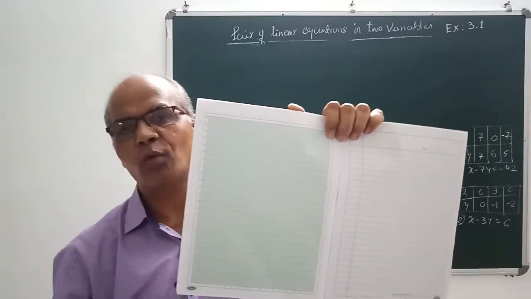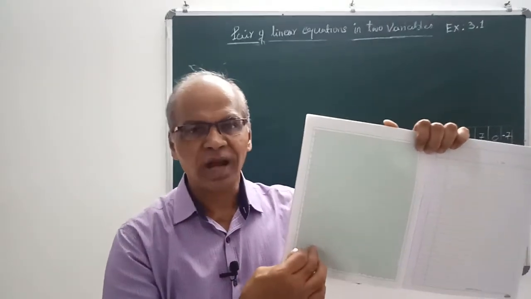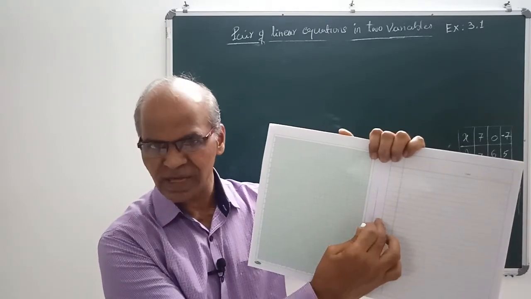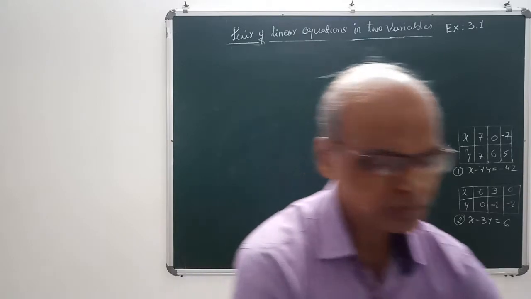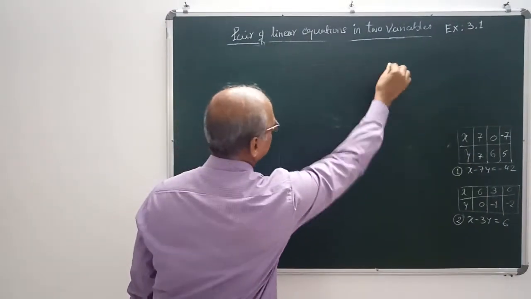Understood? Usually what the students do, drawing the graph means exactly at the center they will draw the horizontal line, that is the x-axis, and here at the center the y-axis they will draw. How? Example is like this. Suppose this is your graph sheet.